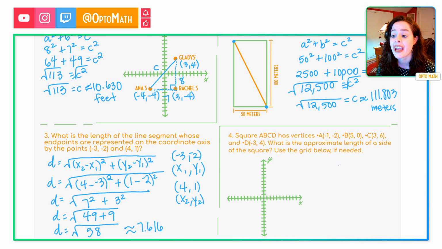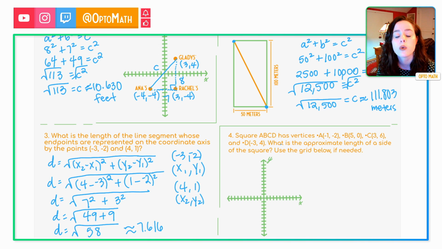Okay, so this one has lots of extra information. You really only need 2 points because to think about it, you need 2 points to find the length of a segment because a segment only has 2 endpoints. So you just have to decide what segment are you trying to find the length of. Well, if you're trying to find a side of the square, and the square is ABCD, all sides are congruent.